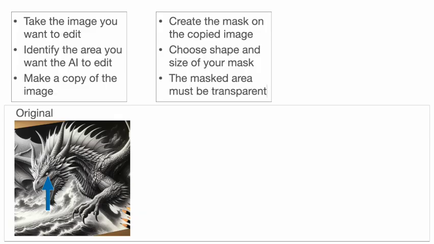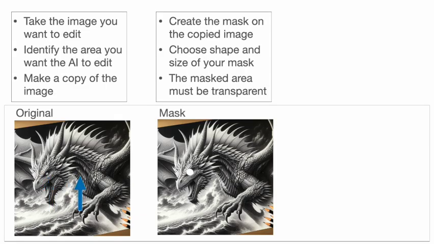Next, in the middle, we have the same dragon image with a transparent oval around its eye. This cutout area is our mask. On this copied image, we'll create the mask. Choose the shape and size of your mask. In our case, the mask is a relatively small oval around the dragon's eye. When we save the mask image, it must be a PNG, and we need to ensure it has an alpha channel so the masked area remains transparent.